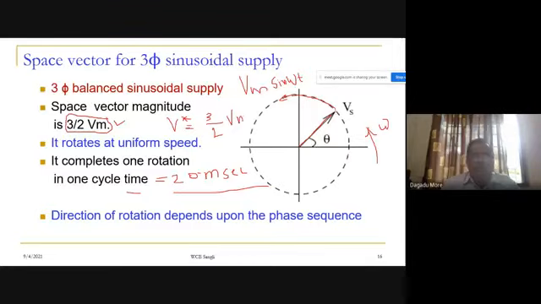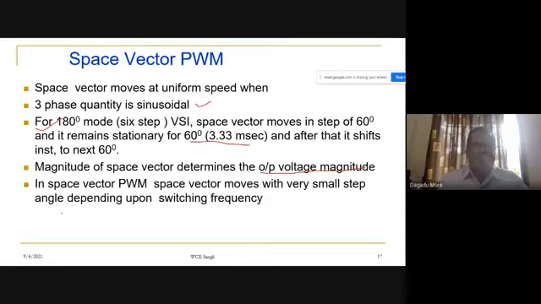And how do we get the magnitude of Vm? Vm will be 2 by 3 V star. So the magnitude of the space vector determines the output voltage magnitude.